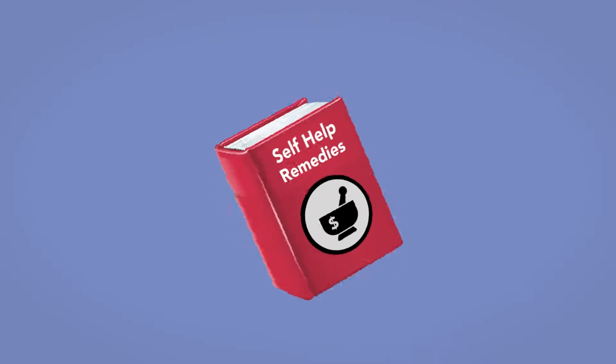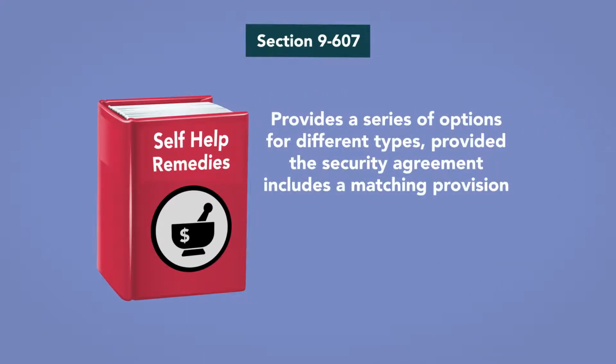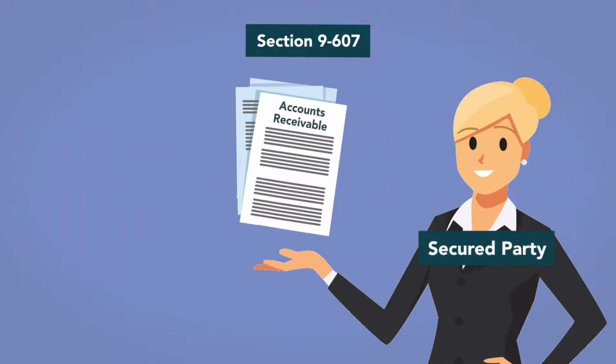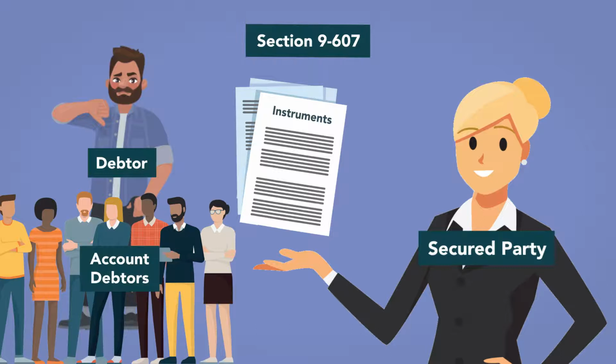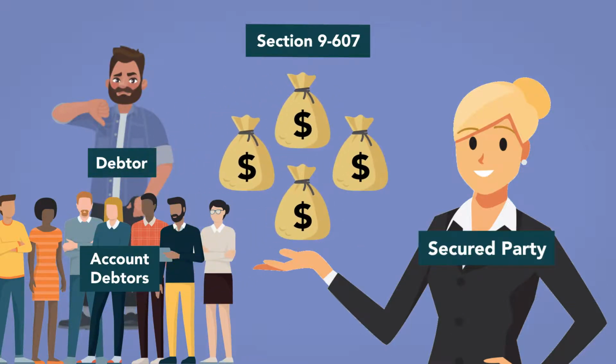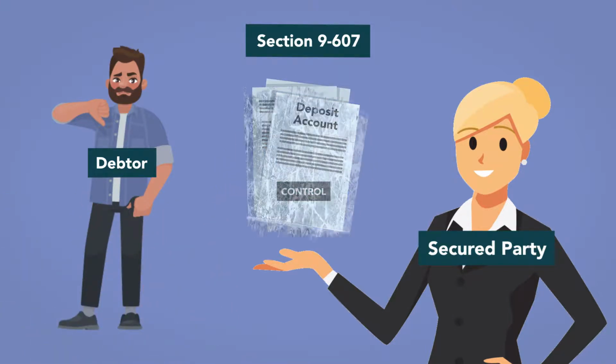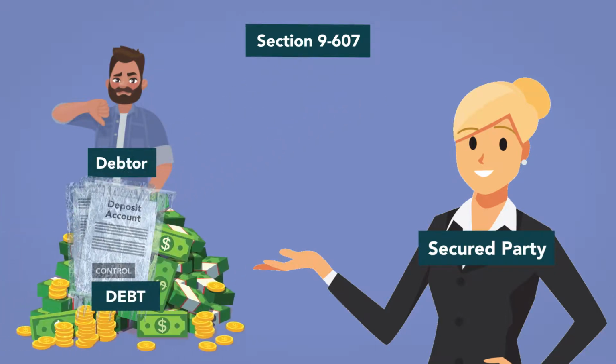For intangible collateral, self-help looks a little different. Section 9-607 provides a series of options for different types, provided the security agreement includes a matching provision. For example, a secured party with an interest in accounts receivable, payment intangibles, or instruments may direct the debtor's customers or payors, described as account debtors, to make payment directly to the secured party. For a deposit account subject to control by the secured party, the balance of the account is simply frozen, withdrawn, and applied to the debt.